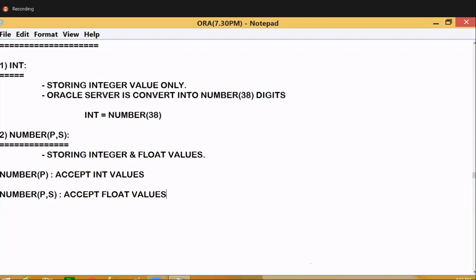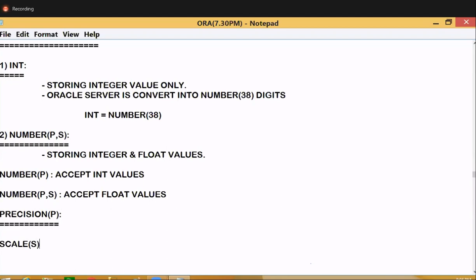When you mention both the P value and the S value, then only is it possible to store floating expressions. That means float values can be stored. If you mention only P but not S, then it stores only integer values. So this is the identification you have to use. But what is P and what is S? Simply, P is nothing but precision, and S is nothing but scale.